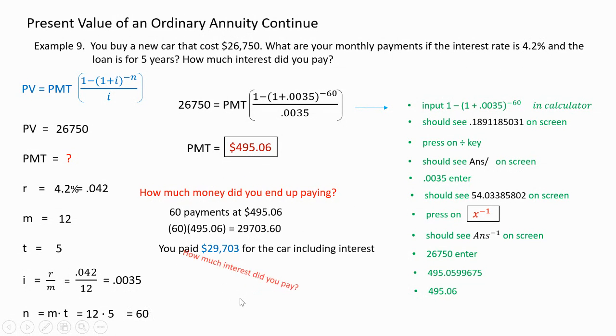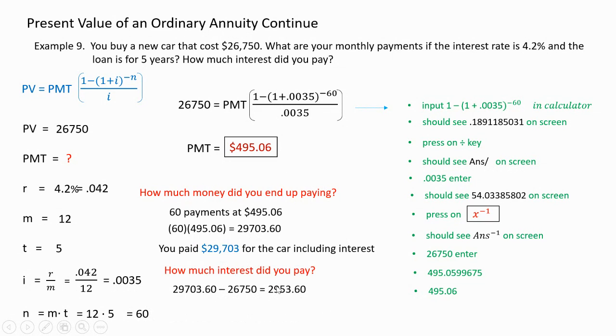So how much money did you pay extra, or how much interest did you pay? We subtract the total amount, which was the 29,703, minus the 26,750. So you're going to get $2,952.60, which is almost $3,000 extra.